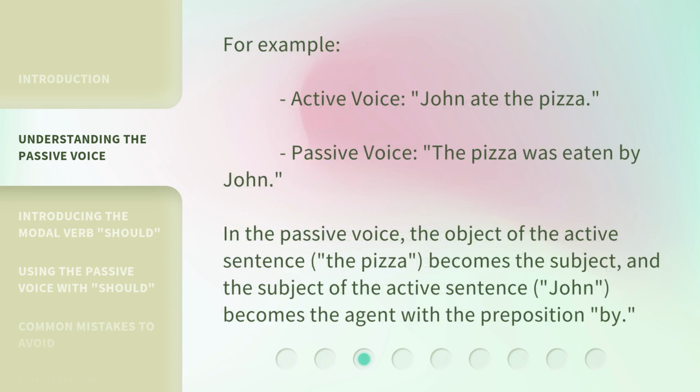For example, active voice: John ate the pizza. Passive voice: The pizza was eaten by John. In the passive voice, the object of the active sentence, the pizza, becomes the subject, and the subject of the active sentence, John, becomes the agent with the preposition by.